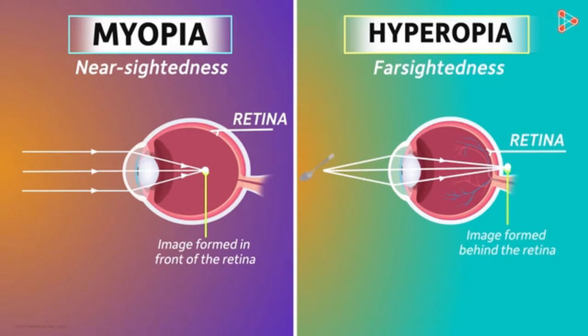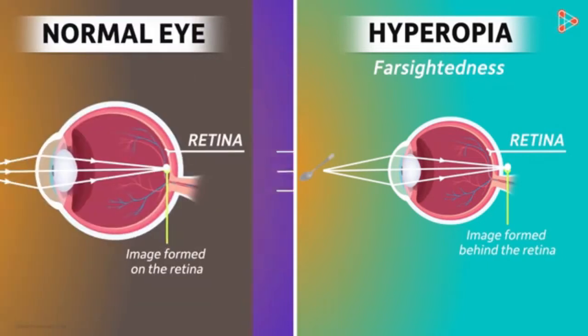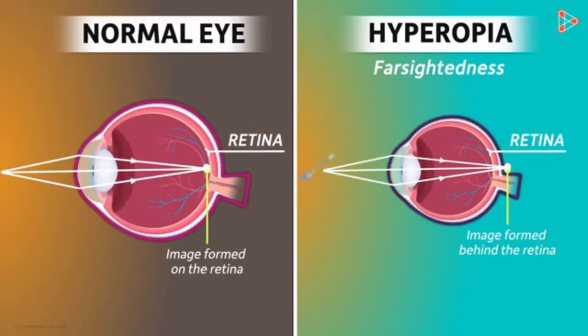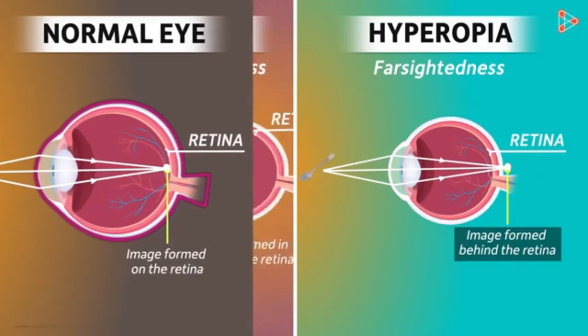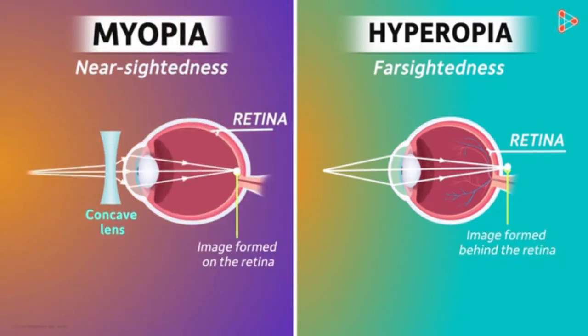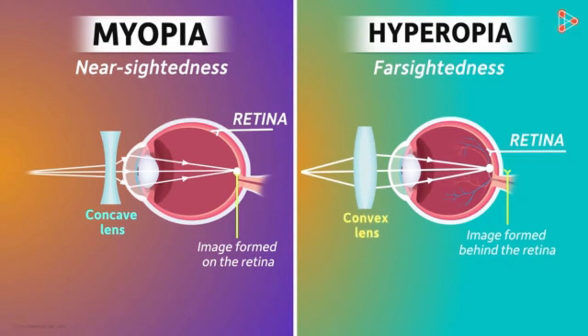So the cause of hyperopia is also opposite to the cause of myopia. This defect results due to the eyeball being smaller than usual. So the distance between the lens and retina is smaller than it should be in a normal eye. And hence the image of a nearer object is formed behind the retina. And just as myopia can be corrected using a concave lens, this defect can be corrected using a convex lens. The convex lens helps in focusing the light at the correct place.